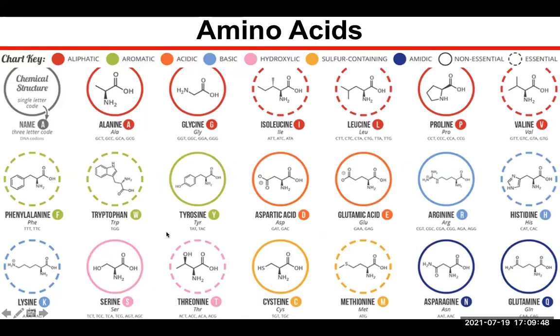So here's a list of the 20 essential amino acids, or not essential, the 20 amino acids that are required by our body. And of course, I'm not going to have you memorize any of this, but just be familiar with that there's different kinds of amino acids that exist. And these are all going to be dependent on the structure and the charge and whatnot.